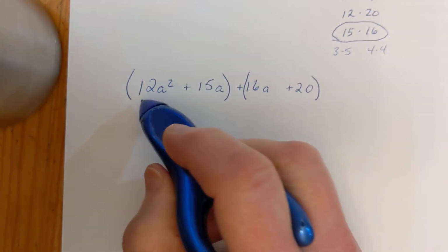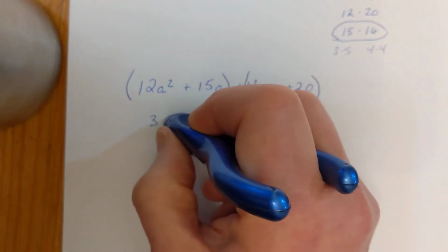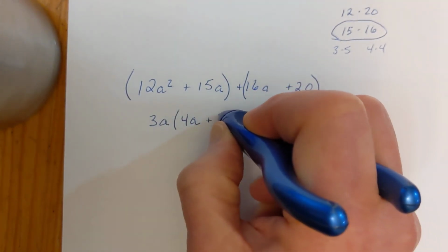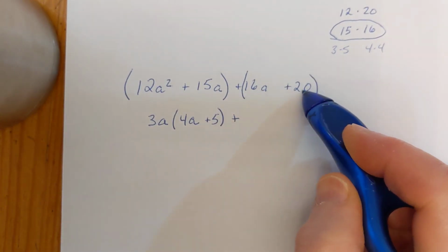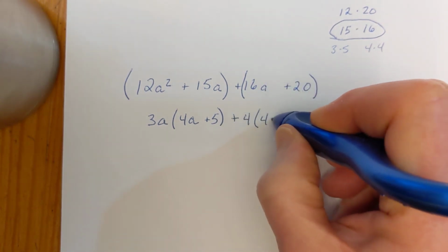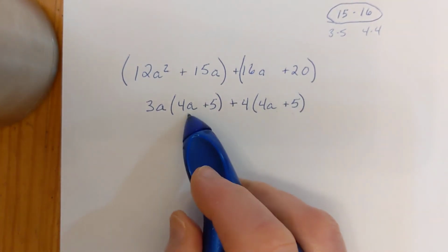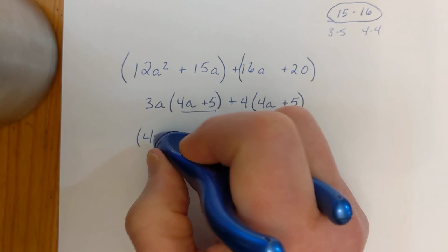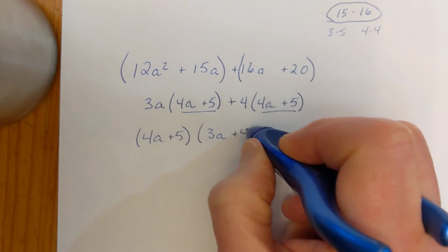Now I'm going to factor by grouping. 12 and 15 share in common a factor of 3. So that's 3a. This will give me 4a plus 5. And then I'm going to factor out what I can out of here. I can factor 16 and 20. I can factor out a 4. That's going to leave me 4a plus 5. Note 4a plus 5 and 4a plus 5, these are the same, so I can factor out my 4a plus 5, and I am left with 3a plus 4.